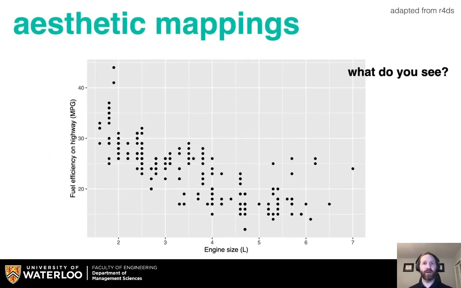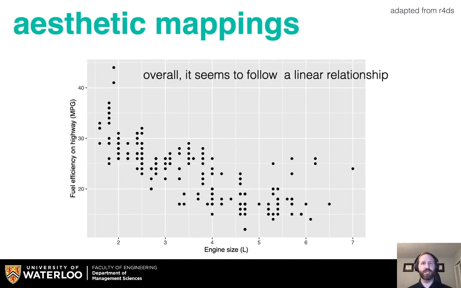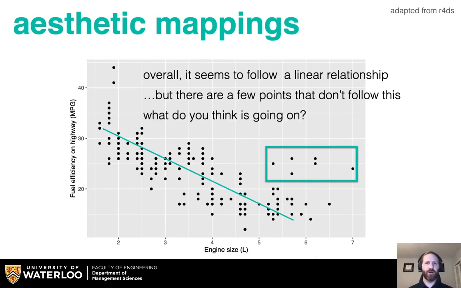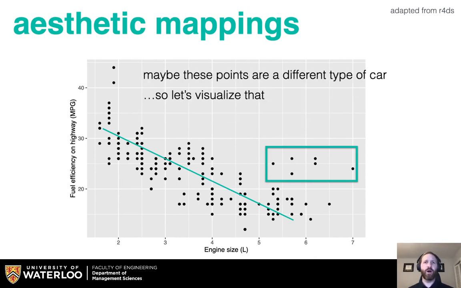So we have our plot. What do you see? Well, overall, it seems to follow a linear relationship, at least to my eyes, but there are a few data points that don't follow this, especially over here. So what do you think is going on? Well, maybe these points are a different type of car.